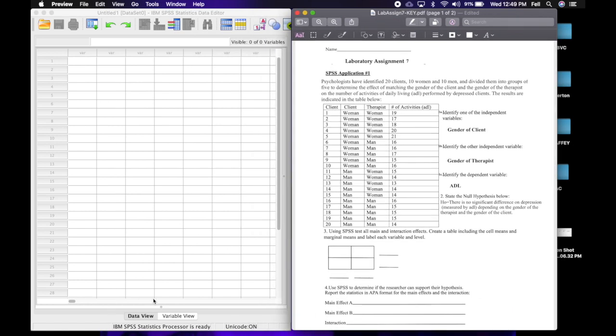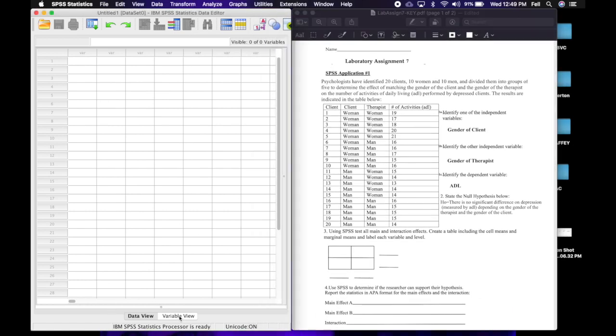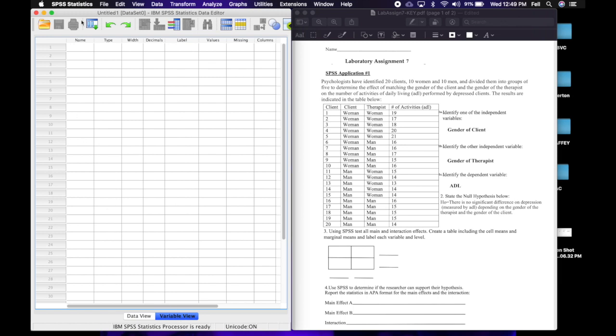But at any rate, let's get to entering this data. So I'm going to click on variable view here. And then I am going to name my first variable gender client, and I'm going to label it client. And then I'm going to name my second variable therapist, so gender therapist.